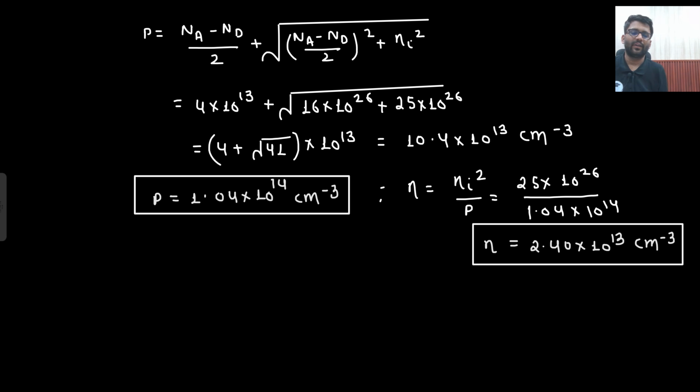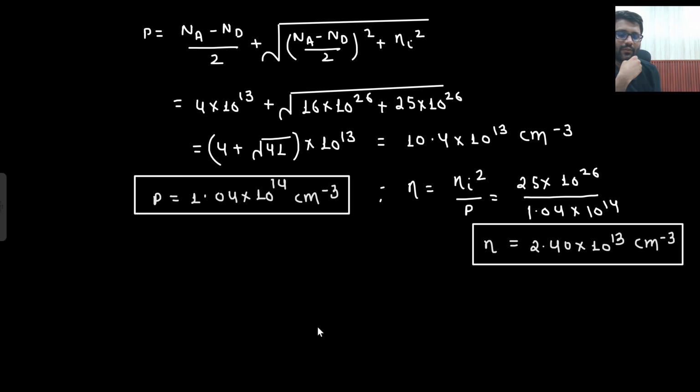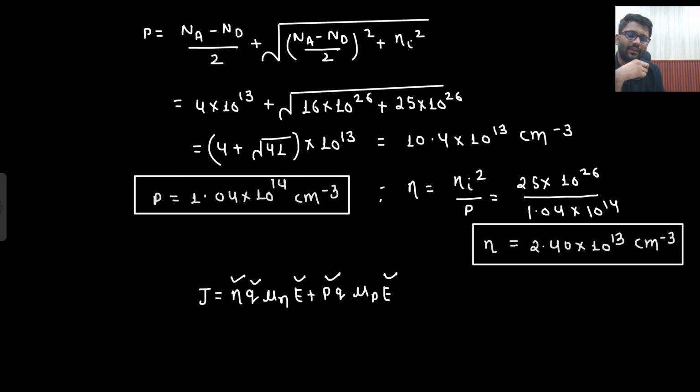Now what I need to find? I need to find the current density. I know that number of electrons and number of holes both will be drifting in the same direction, so both of the currents will be added. So N Q mu n into E plus P Q mu P into E. This value I am having, P value I am having, Q value I already know, E value also I am having, right? E value is given.